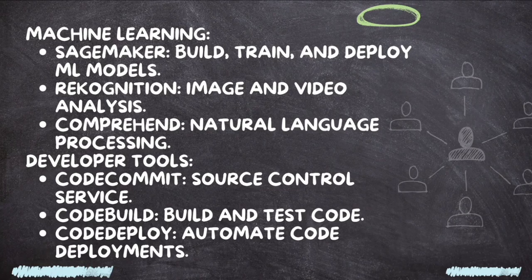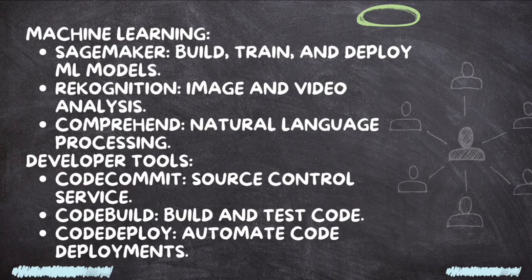Then we have machine learning. First off, we have SageMaker, which is used to build, train, and deploy ML models. Then we have Rekognition, for image and video analysis, which is also used by AI most of the time. Then we have Comprehend, which is a natural language processing service.